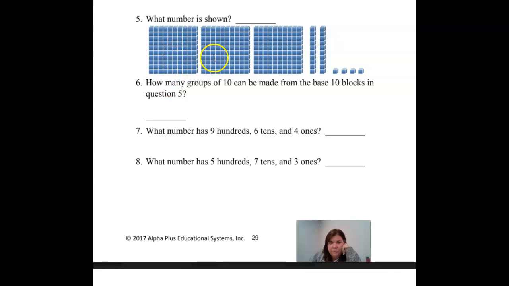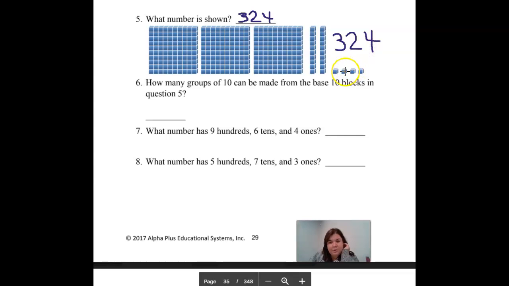So how many are here? There's 1, 2, 3. So we would write a 3. That's a terrible 3, I apologize. And then there's 2 tens. And 1, 2, 3, 4 ones. So we have that very big number, 324. See if I can write it better over here. 324. Good, is that what you got?